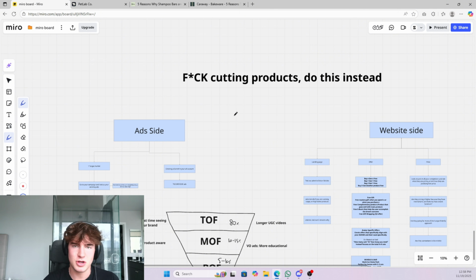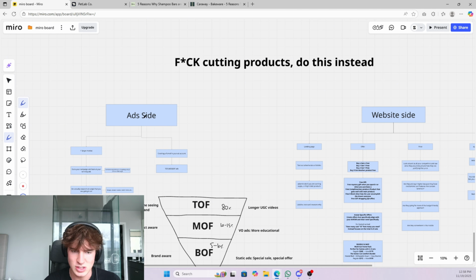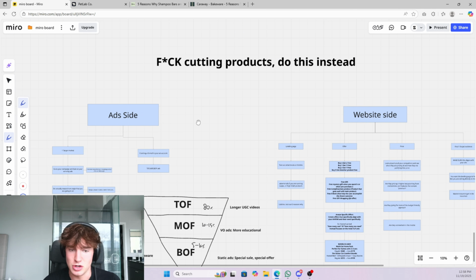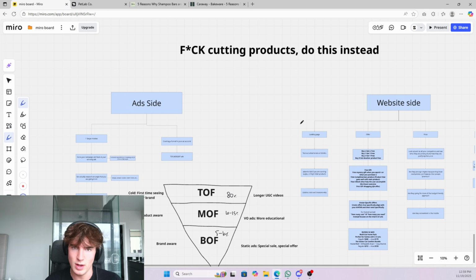It is really important to understand what is breaking in our funnel and what is not performing. So that's why we'll be talking about what you need to change on your ad side and what you need to change on your website side, depending on what in the funnel is breaking.